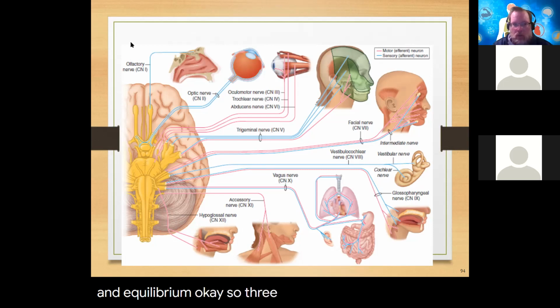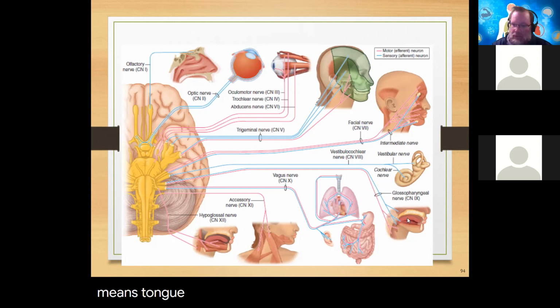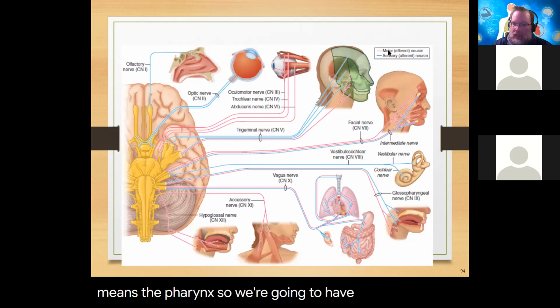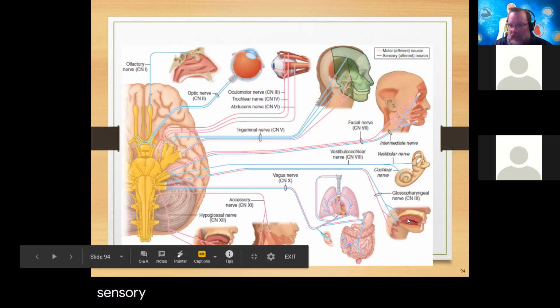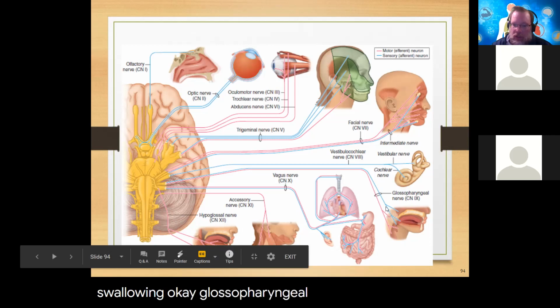Okay, so three old teachers tried aerobics for very good glossopharyngeal. Glosso means tongue. Okay, glosso means tongue. Pharyngeal means the pharynx. So we're going to have mixed motor and sensory dealing with something with the tongue. So this would probably have to do with chewing, speaking, swallowing. Okay, glossopharyngeal.